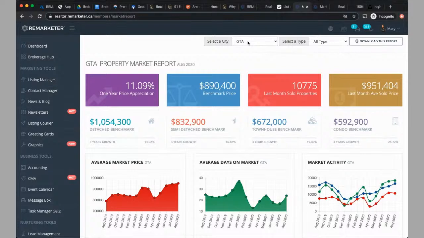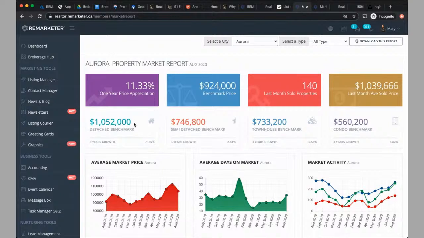So let me go ahead and pull up an area. So let's say, for example, we're going to go to Aurora this time. Right, so this is the Aurora property market report right there. The average price is about $1 million there. However, the benchmark price is $924,000. So that means that the typical property in Aurora would sell for $924,000, most probably. All right.